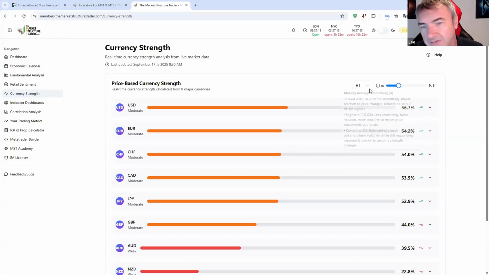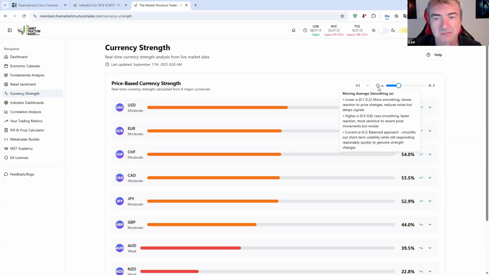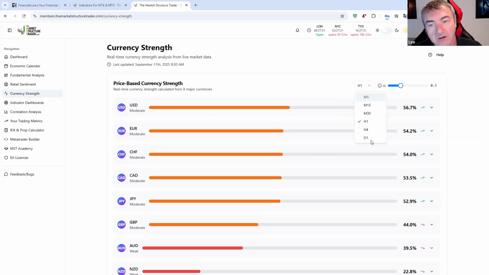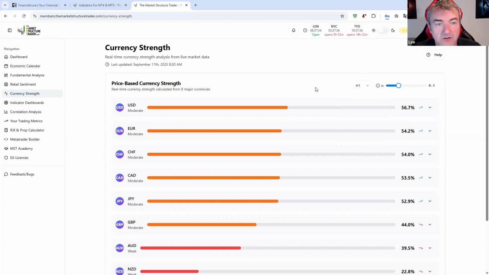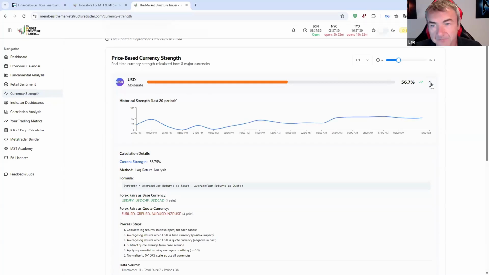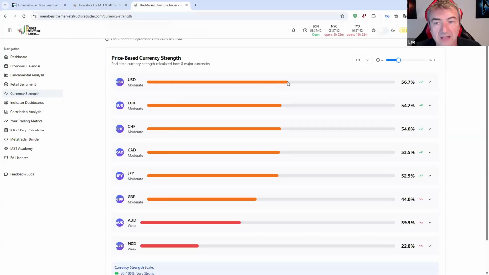So currency strength. The alpha I wouldn't worry about too much. This is a smoothing mechanism to make sure you don't get big spikes, basically. But that is the industry standard for what it's set to, so I'd say to leave it there. So you can check how things have been moving over the last few periods on the hourly time frame, the 5-minute, the 4 hour, daily, etc. So here we've got it set to hourly. At the moment, looking at the hourly, the US dollar is the strongest currency that we have, 56.7%. The New Zealand dollar is the weakest at 22.8.